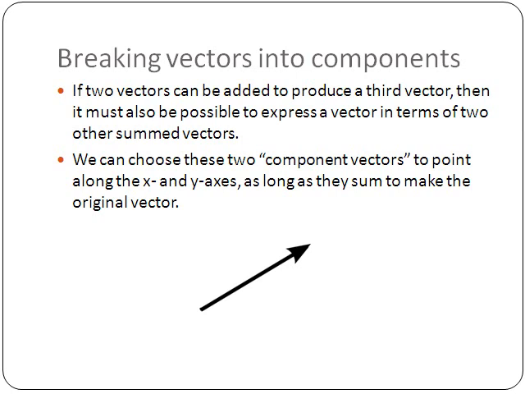Well, here we're going to use component notation, which allows for a slightly different way of doing things, which in some ways adds steps, but in many ways makes the process of solving vector summation a whole lot easier. And so we start with a fairly simple statement. We said before that if two vectors can be added to produce a third vector, then it must also be possible to express an existing vector in terms of two other sum vectors.